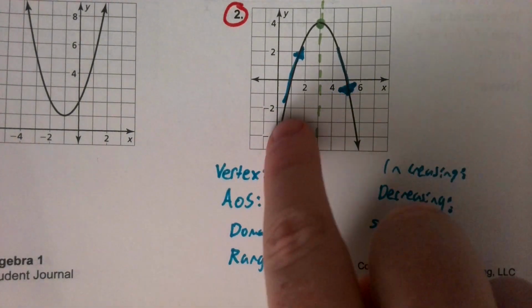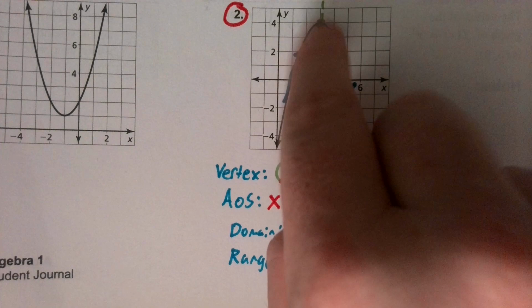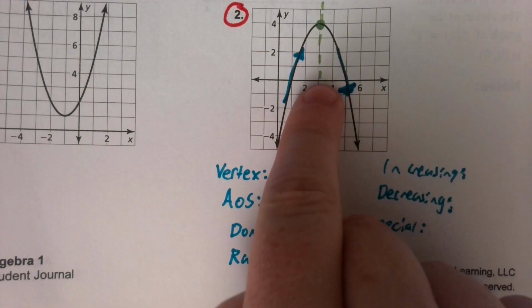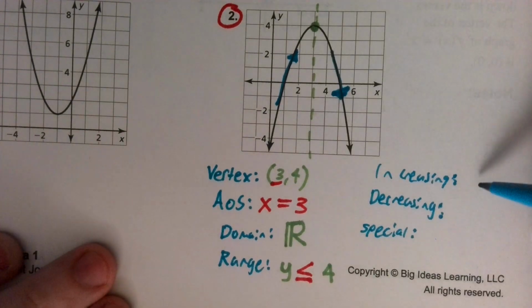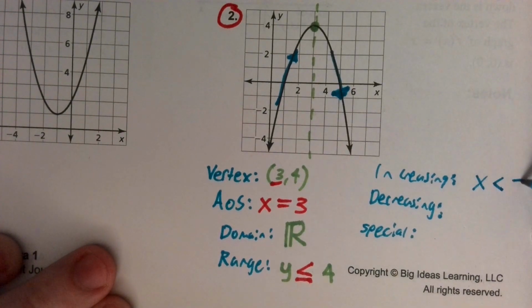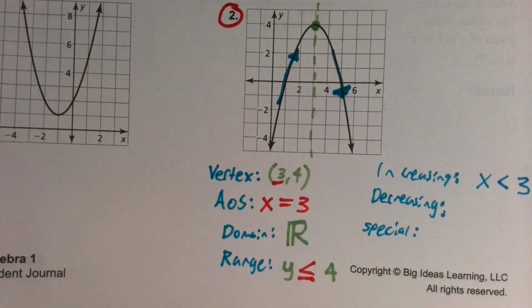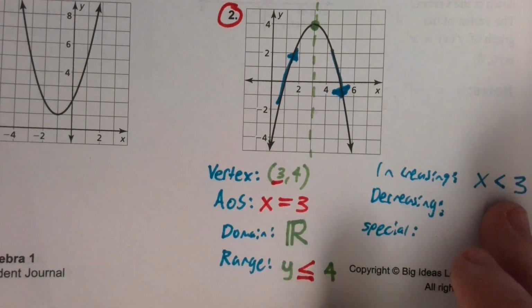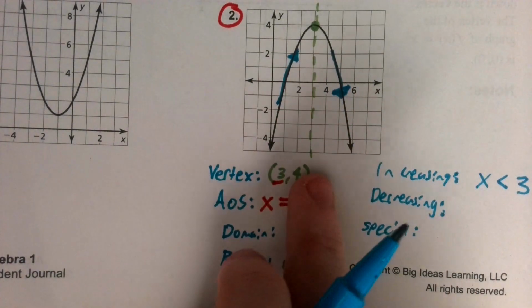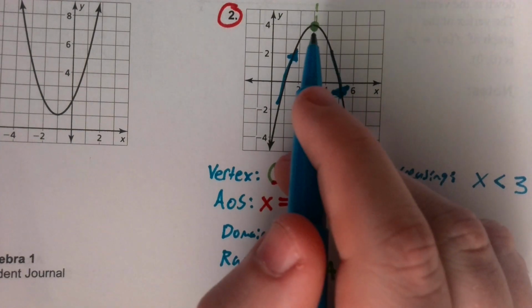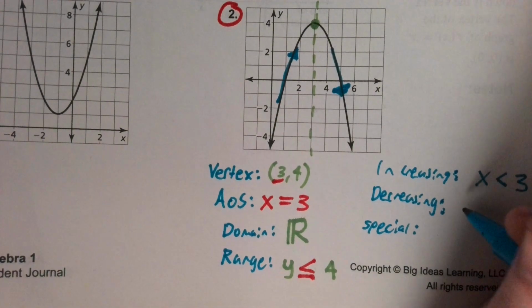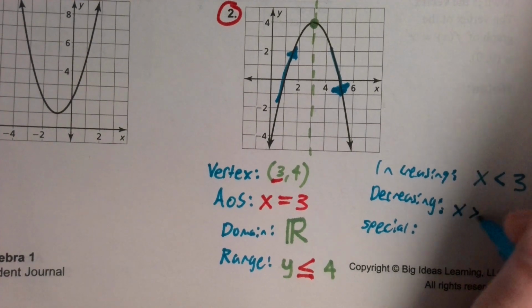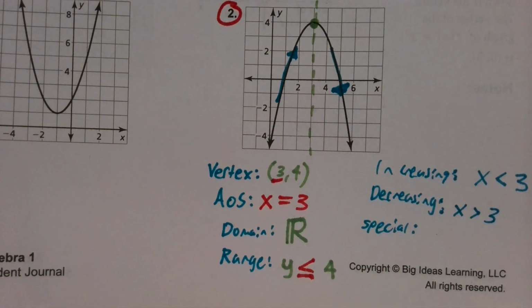Notice how the graph is increasing up, up, up, up, and up until it reaches our vertex, until it reaches x equals 3. We say then that it's increasing when x is less than 3. A key note, your increasing and decreasing will always be in terms of x. So when x is less than 3, because 3 is where it hits the top, it's increasing. After it hits 3, it goes back down, so we would say when x is greater than 3, it's decreasing.